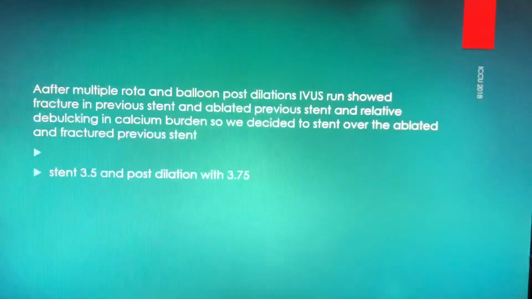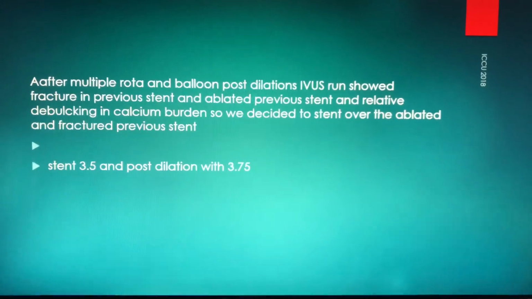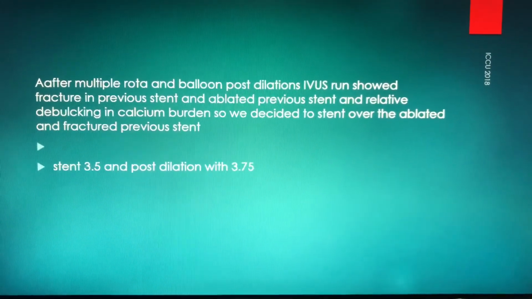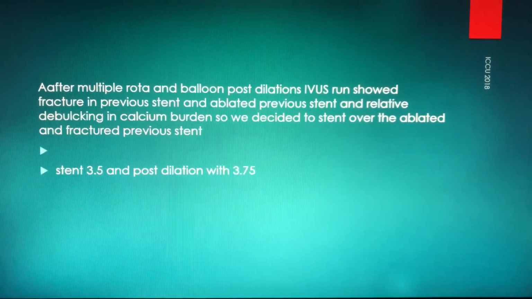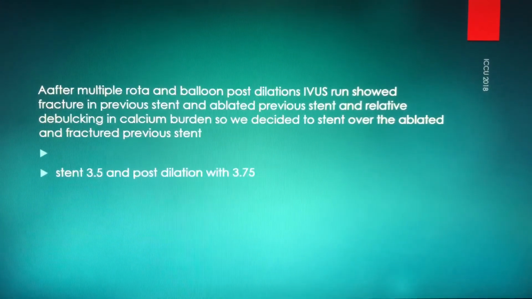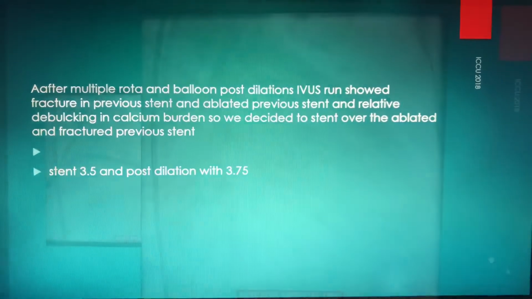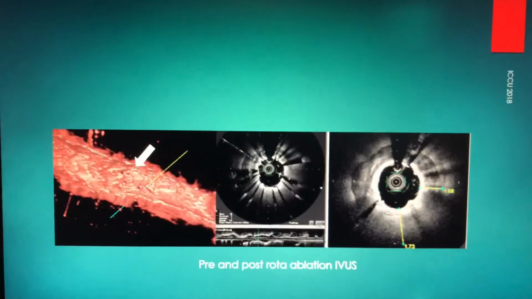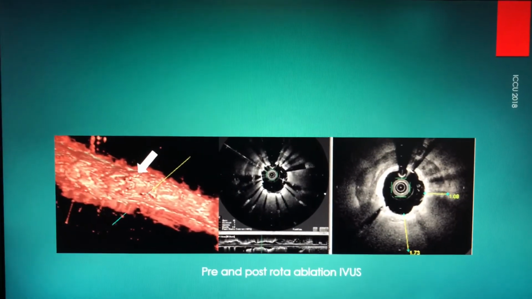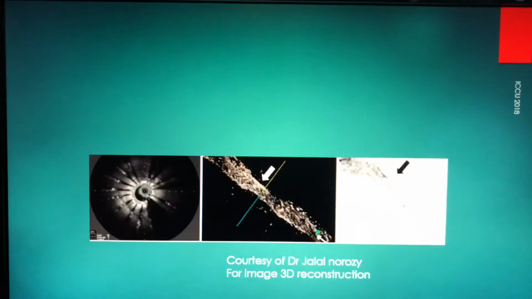As you can see, it's very well expanded. So after multiple rota and balloon post dilation, the IVUS run showed fracture in the previous stent and then ablated previous stent and relative debulking of calcium burden. So we decided to stent over the ablated old fractured previous stent, and we put a 3.5 and then post dilate with 3.7. So this is the final result. It's very nice. The stent is expanded completely. As you can see, the IVUS run pre and post rota ablation and the OCT run.